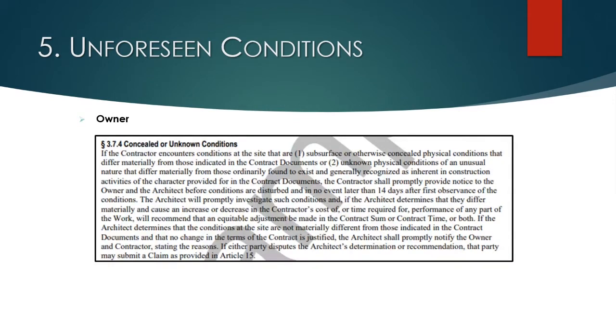This is an example again from an AIA contract, pretty standard stuff. I'll just focus on the first couple sentences there where we're talking about subsurface or other concealed physical conditions that differ materially from what was indicated in the contract documents, and unknown physical conditions of an unusual nature that differ materially from those found to exist in the construction area that you're dealing with.